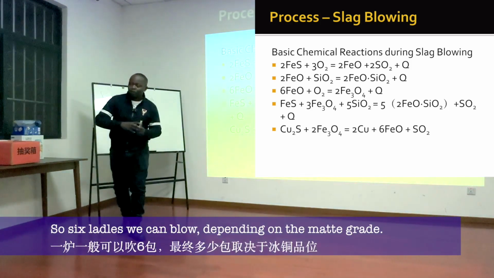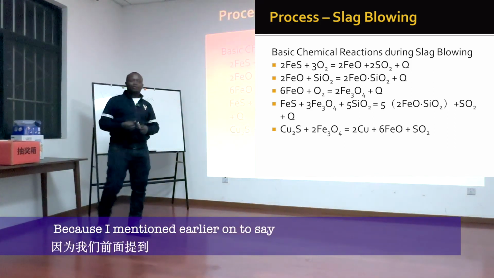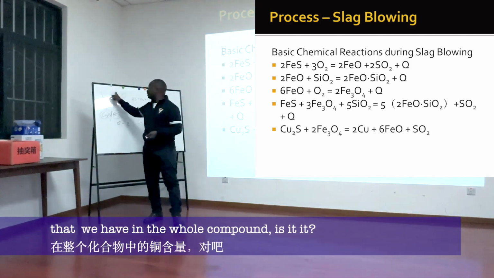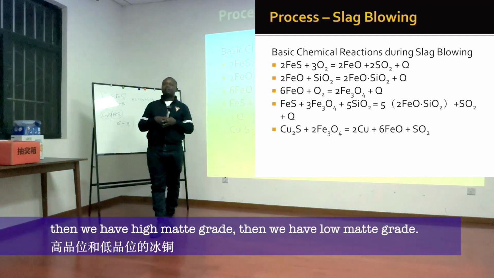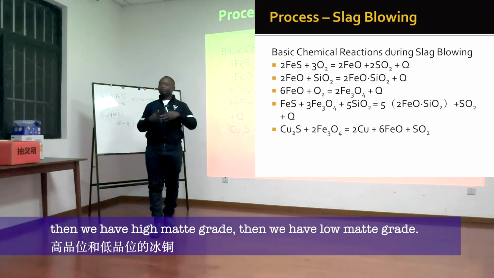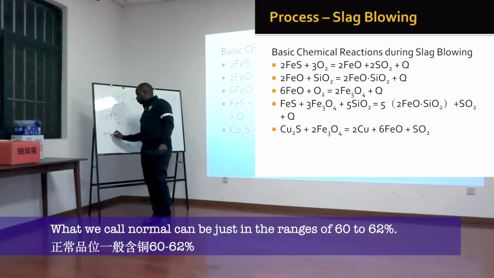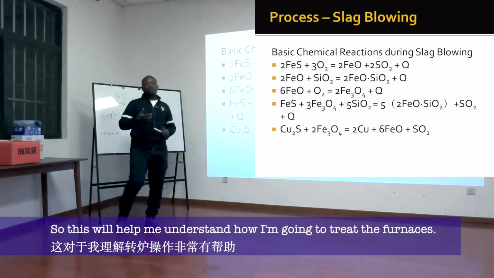So 6 ladles we can blow depending on the matte grade. Because I mentioned earlier that matte grade happens to be the amount of copper that we have in the whole compound, isn't it? So we have normal matte grade, then we have high matte grade, then we have low matte grade. What we call normal can be just in the ranges of 60 to 62%. So this will help me understand how I'm going to treat the furnace.